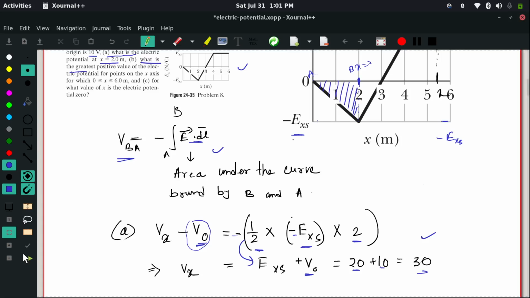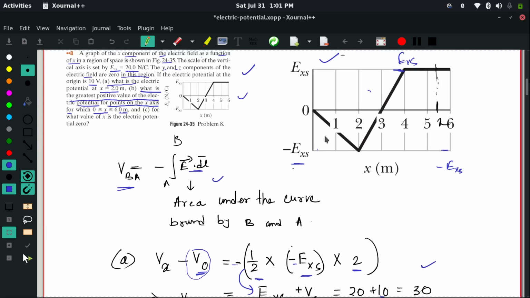Okay, what is the greatest positive value of the electric potential for points on the x-axis for which x is between 0 and 6 meter? Okay, so now what they're asking is, what is the greatest potential you can get? What is the greatest positive potential? Yeah, so here the fact that you need to remember is that there is an additional minus in the expression for the potential. Okay, so that means that if we can get a negative area, so negative area means what? Negative area means area which is below the x-axis.